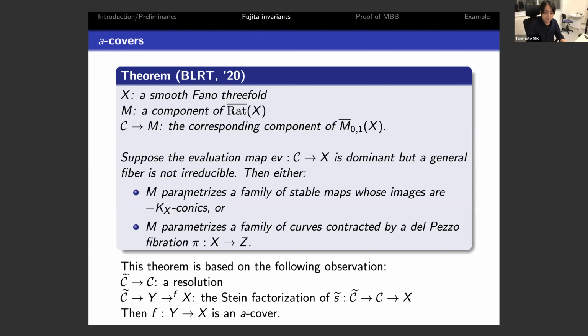Then either M parametrizes a family of stable maps whose image is a minus K_X conic, or M parametrizes a family of curves contracted by a Del Pezzo fibration. I don't have time to explain this theorem, but it is based on the following observation. Suppose we have a universal family and a resolution, and take the Stein factorization of the evaluation map. So Y is the Stein factorization of the evaluation map from C tilde to C to X. Then this Stein factorization is an A cover.